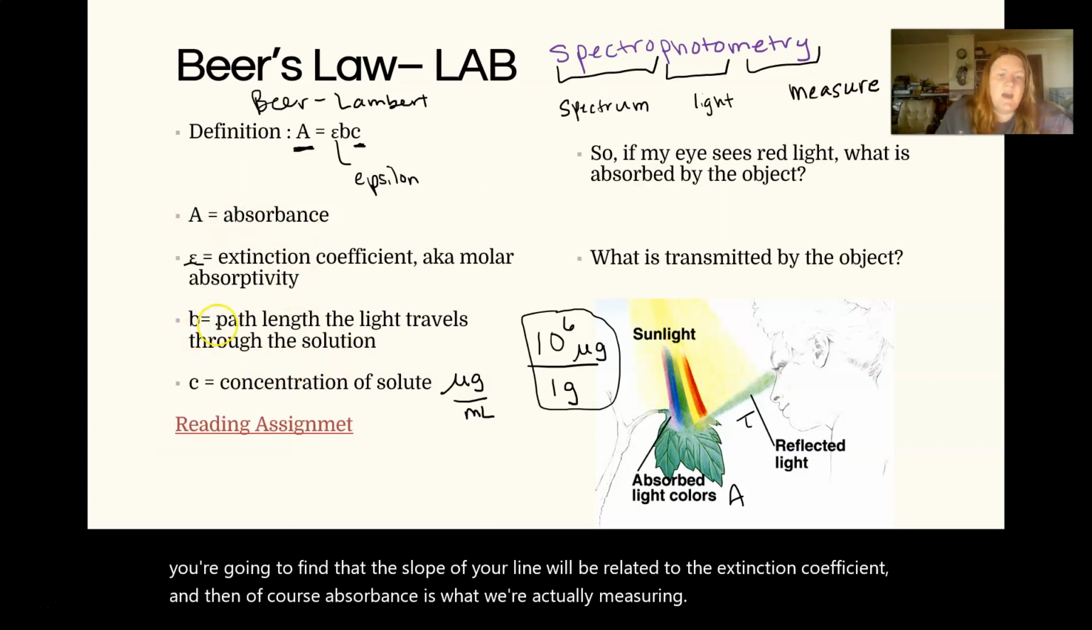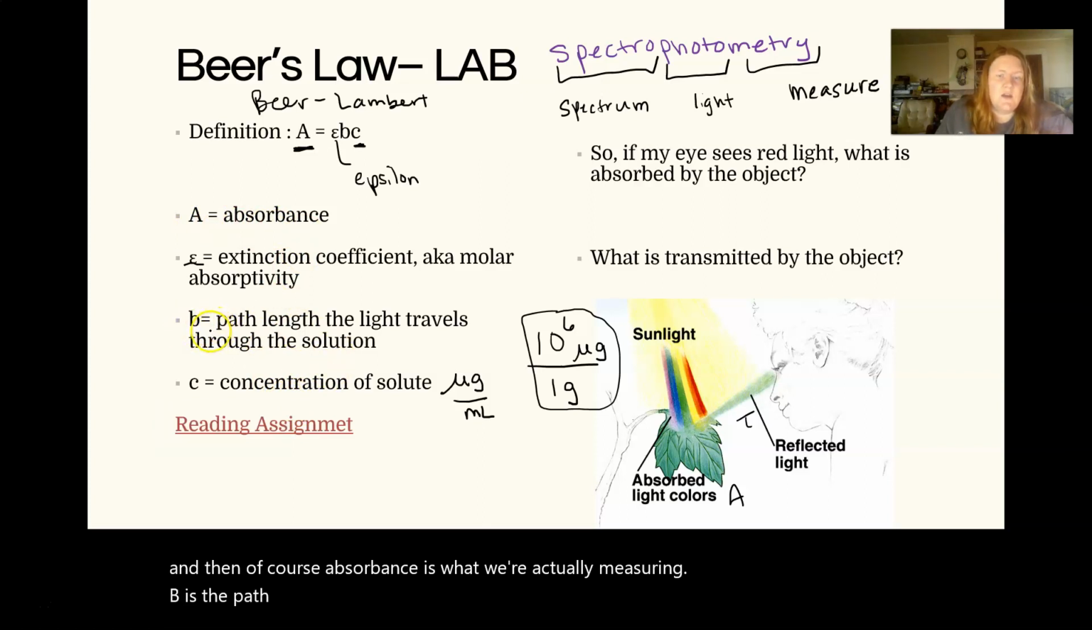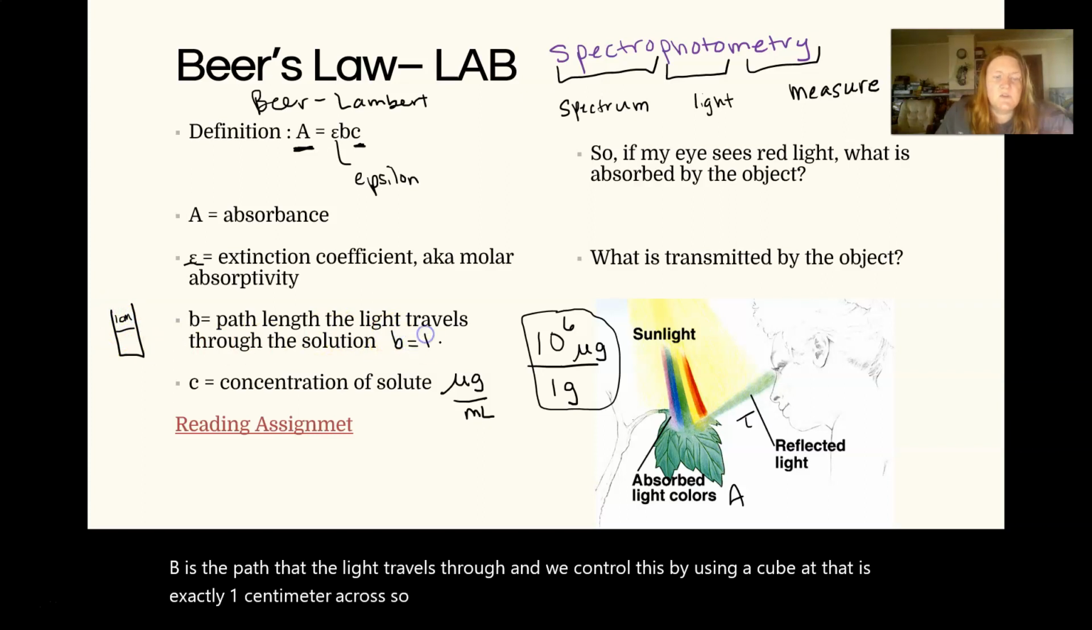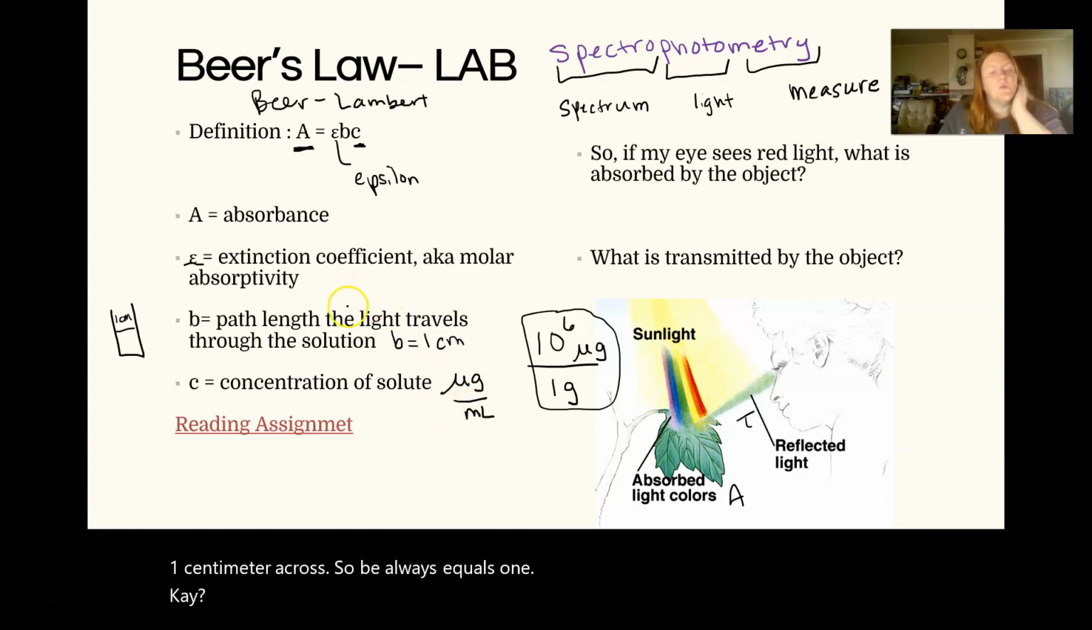B is the path length that the light travels through. And we control this by using a cuvette that is exactly 1 centimeter across. So B always equals 1. Okay. And so absorbance doesn't have units.